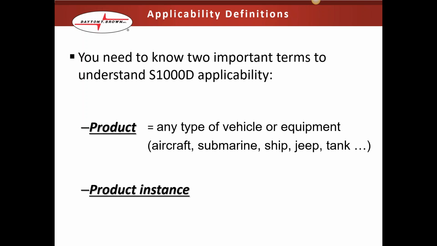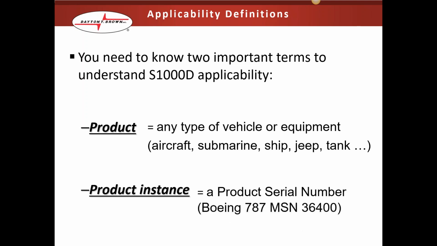So it could be a car, right? So think of the analogy of a car. So we have a thing called a car, all right? And then we have this product instance, which is a specific serial number of a product. So in this case, the product is aircraft. The product instance is the manufacturing serial number of a Boeing 787. Its serial number is 36400. So that's a certain instance of that product.